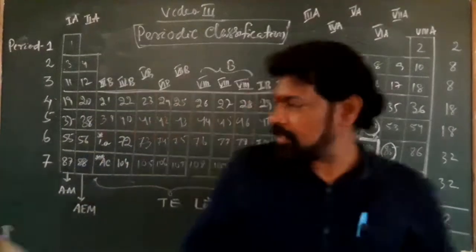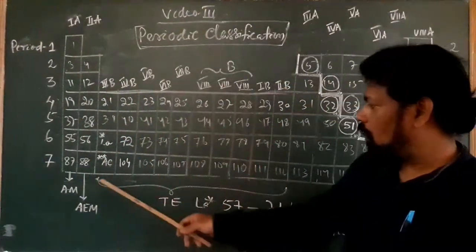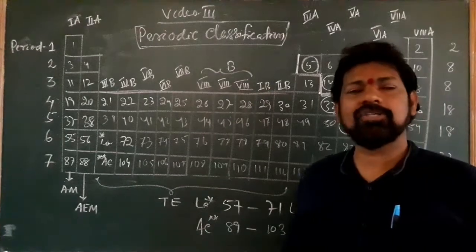And starting from 3B to 2B, all these elements, which I have written here as TE, stand for transition elements.